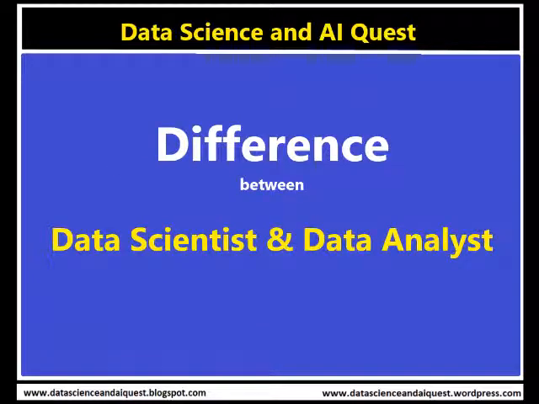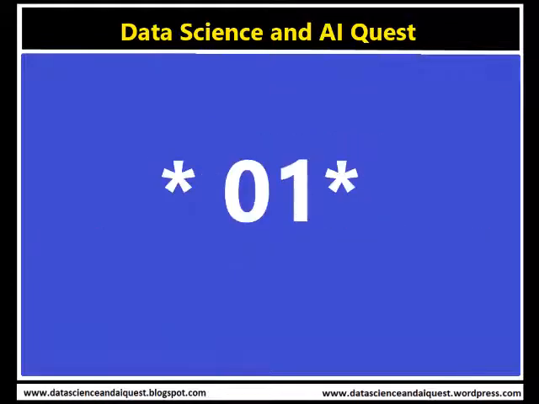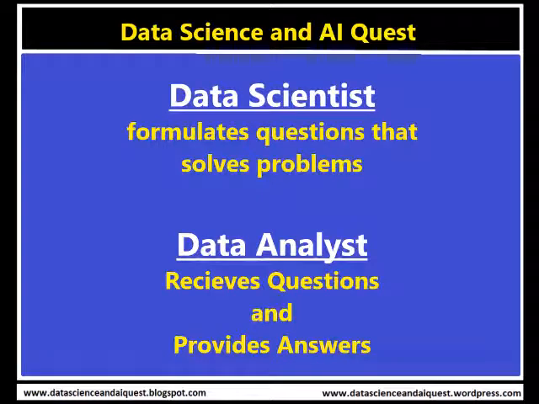Differences between a data scientist and a data analyst. So, what are the points of difference between the job areas and the work responsibilities of a data scientist and a data analyst? Point number 1. A data scientist formulates the questions that will help a business organization and then proceeds to solving the problem. Whereas a data analyst receives the questions from the business team and provides answers to them.